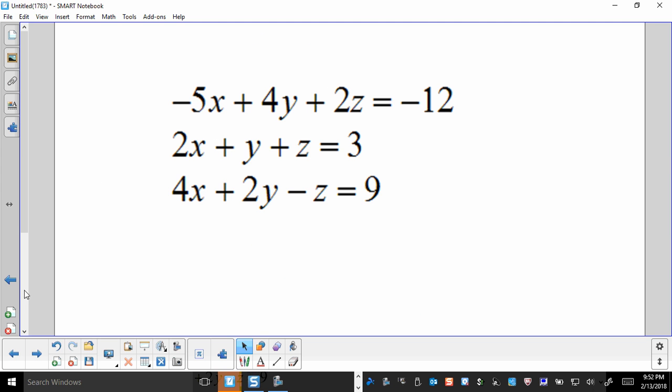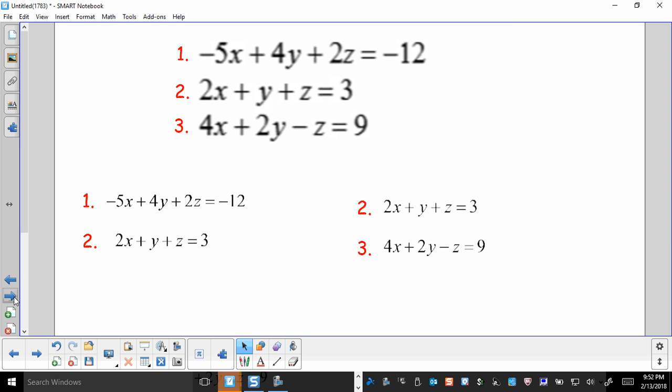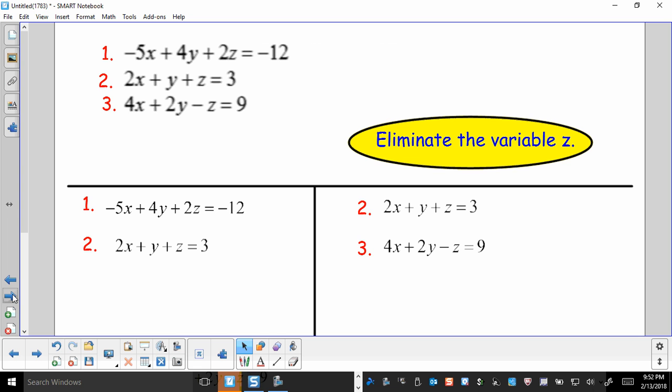All right, so let's get started. Here's our system. So we're going to go ahead and start by rewriting it into 2 systems, equation 1 and 2, and equation 2 and 3. Once you've rewritten your system into 2 systems, this is where you determine which variable you're going to eliminate. You need to eliminate the same variable from both systems. So today we're going to eliminate the variable z, so go ahead and do that.